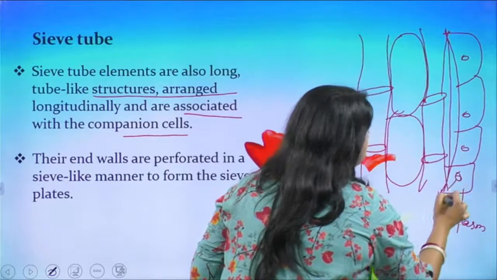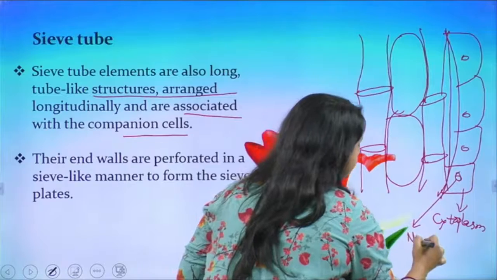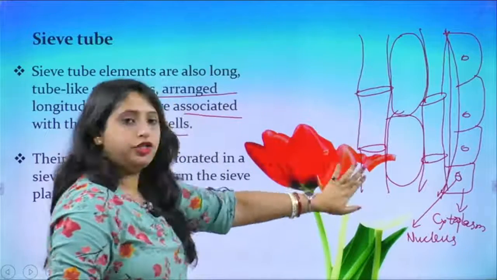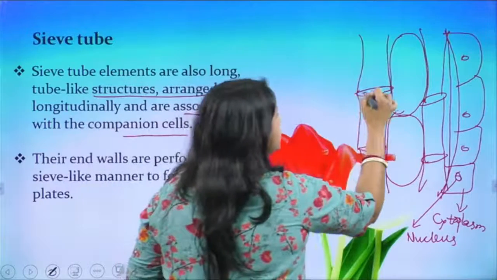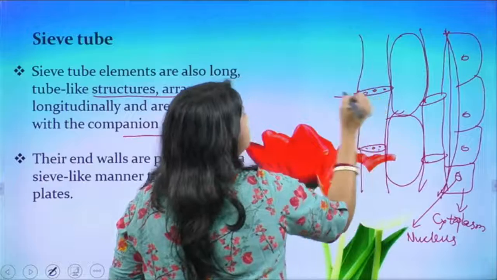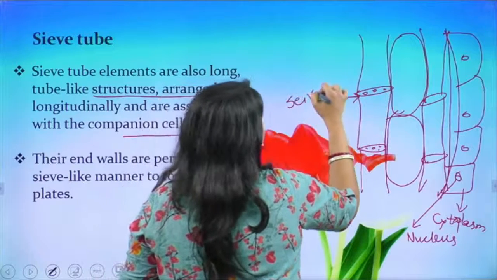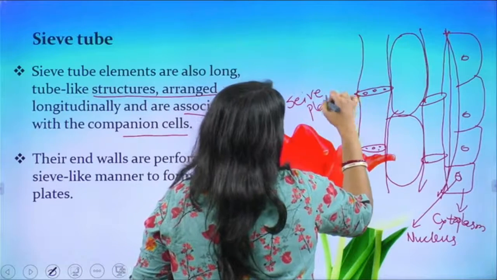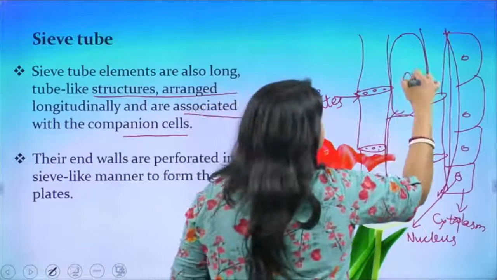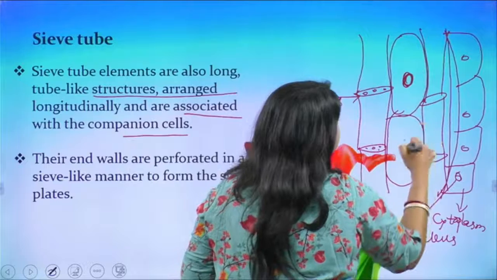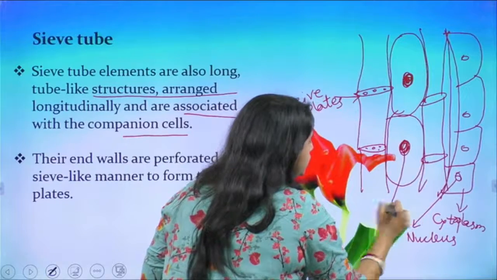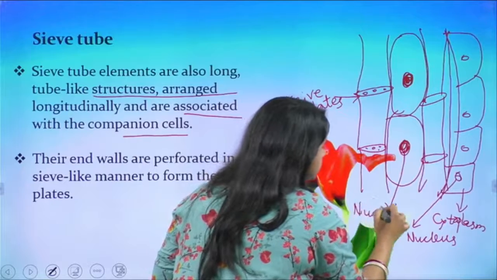This is your nucleus. So see, this is your sieve tube, right? And what is this? This is your sieve plates, okay? This is your sieve plates. Okay, and this is what? This is your companion cell. Companion cell also has got the nucleus. They also have their nucleus.